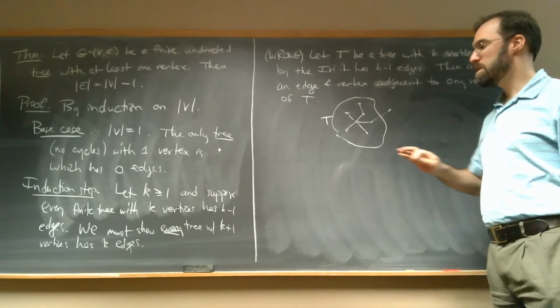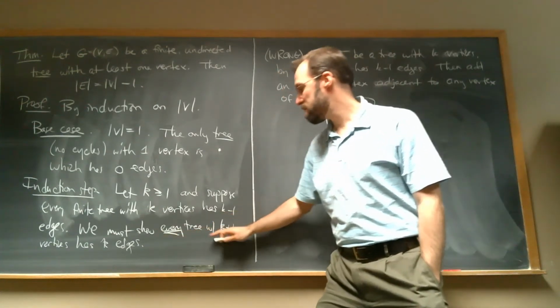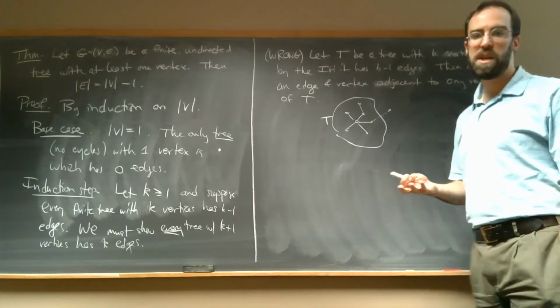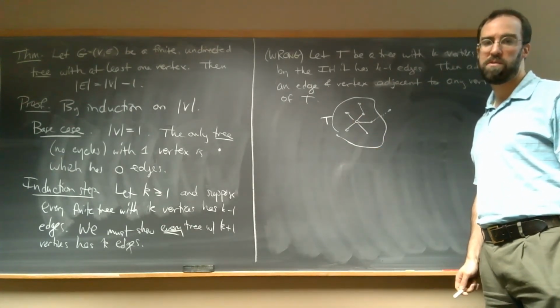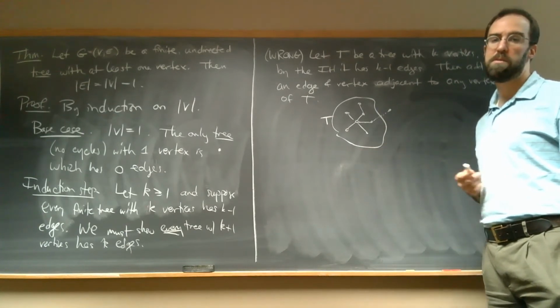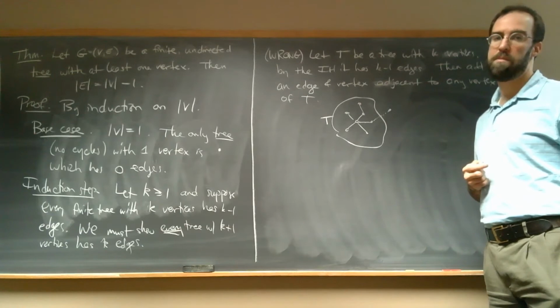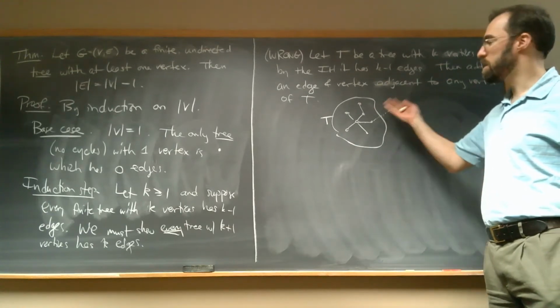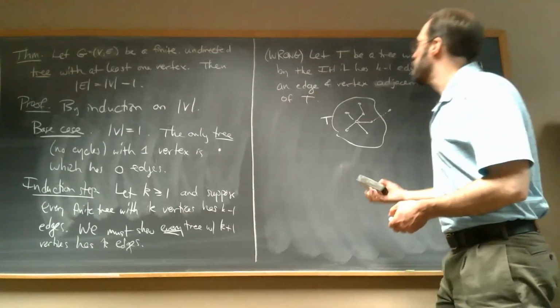So really, to show a for all statement like this, it says for all trees with k plus 1 vertices. To show a for all statement, we have to start by saying, let's suppose we have an arbitrary tree with k plus 1 vertices and go from there. We have to be able to show that any tree we could start with, that this will be true for, not just some particular ones that we can build. Okay, so let's erase this.